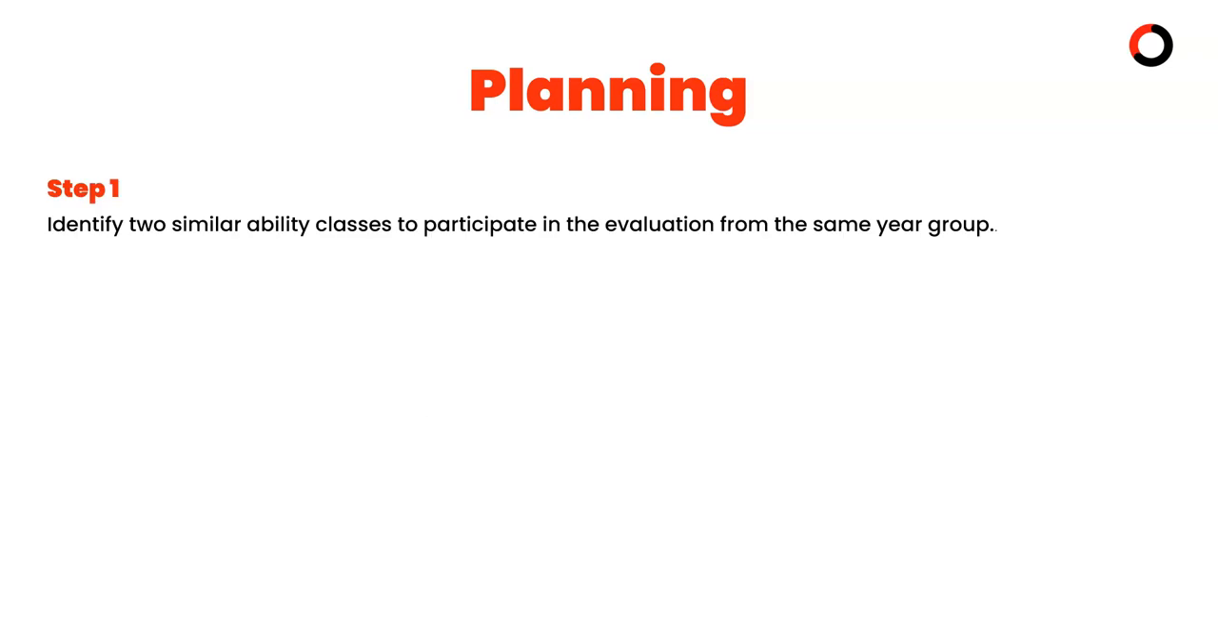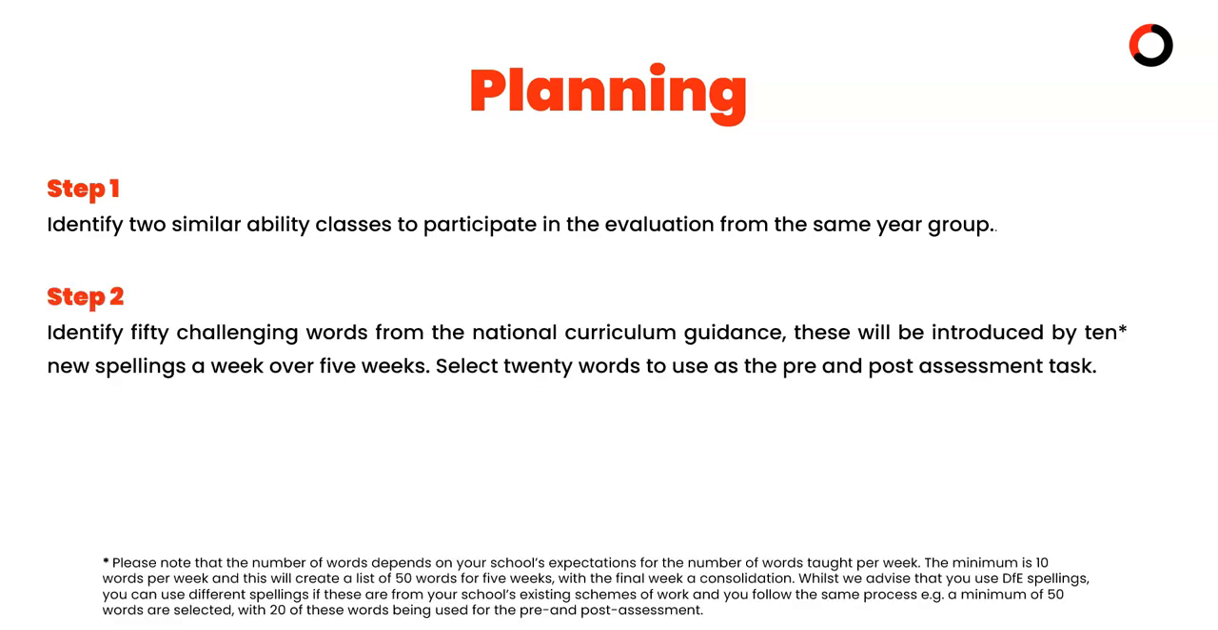So let's look at the planning. Step 1. Identify two similar ability classes to participate in the evaluation from the same year group. Step 2. Identify 50 challenging words from the National Curriculum Guidance. These will be introduced by 10 new spellings a week over 5 weeks. And then you'll select 20 of these words to use as the pre- and post-assessment task.